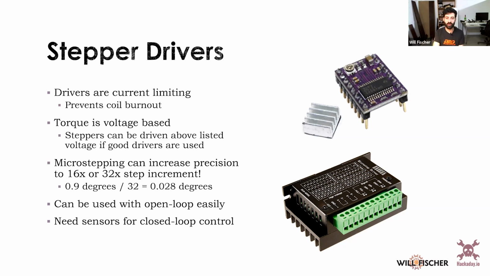Also, most stepper drivers will allow you to do what's called micro-stepping, and that uses pulse width modulation to control how much is going into each coil. So instead of going directly from one coil to the next, which is the highest torque way of moving, you can kind of phase in and out, and that lets you get much higher precision. So if you're 32x micro-stepping on a 0.9 degree stepper, you can get really, really fine movement at 0.028 degrees per input. Now, you sacrifice torque by doing that. So there's always that trade-off. But you can use them easily with open loop control, and you still need sensors for closed loop control. So you need an encoder for closed loop control, but we talked about that already.